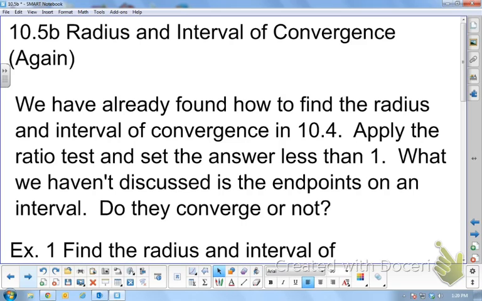So we can also test the endpoints, but we needed all 6 tests before we could, well, there's probably even more than 6 if we count p-series and geometric. We needed all the tests before we could start checking the endpoints to see whether they should be included or not. So the basics of it is the same as what we did in 10.4, and then we're going to have some extra steps after.